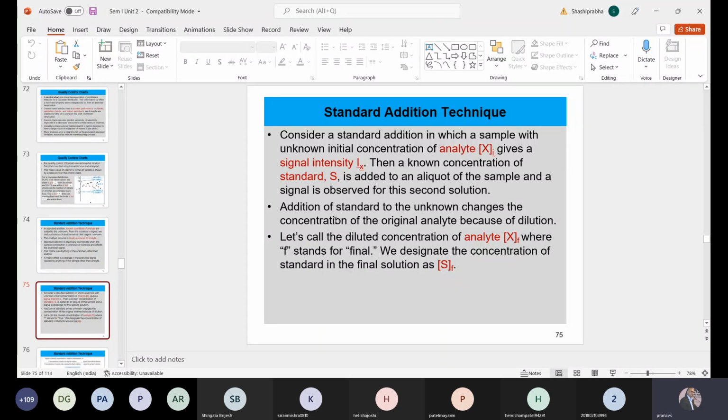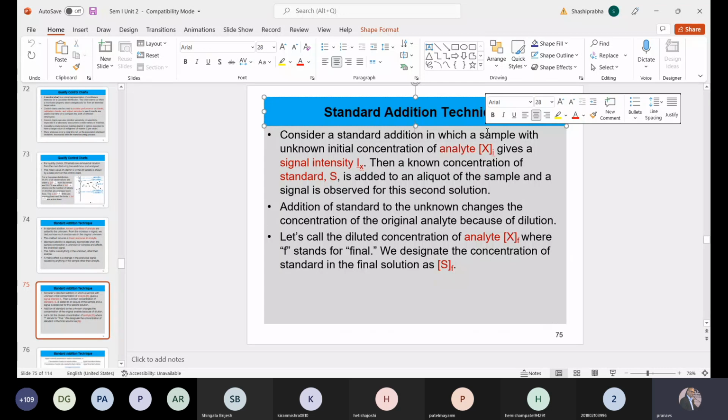अब क्या हुआ कि जब हमने स्टैंडर्ड को एक अननोन में डाल दिया, तो इसका कुछ वॉल्यूम डाला था, तो नेचुरली इसका कॉन्सेंट्रेशन चेंज हो जाएगा. जब इसका कॉन्सेंट्रेशन चेंज हो जाएगा तो दोनों का कॉन्सेंट्रेशन चेंज हो जाएगा, मतलब जो अननोन था उसका भी और जो स्टैंडर्ड था उसका भी, और दोनों डाइल्यूट हो जाएंगे, कम हो जाएगा, और उस सॉल्यूशन को हम कहेंगे फाइनल कॉन्सेंट्रेशन, represented as SF for your standard and XF for your unknown.